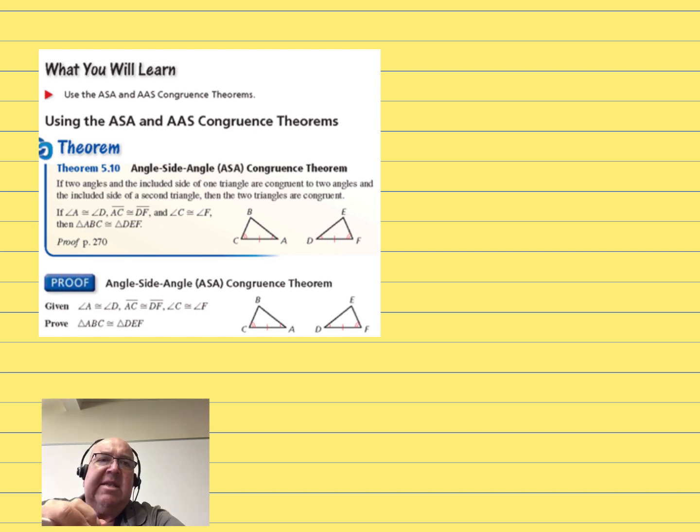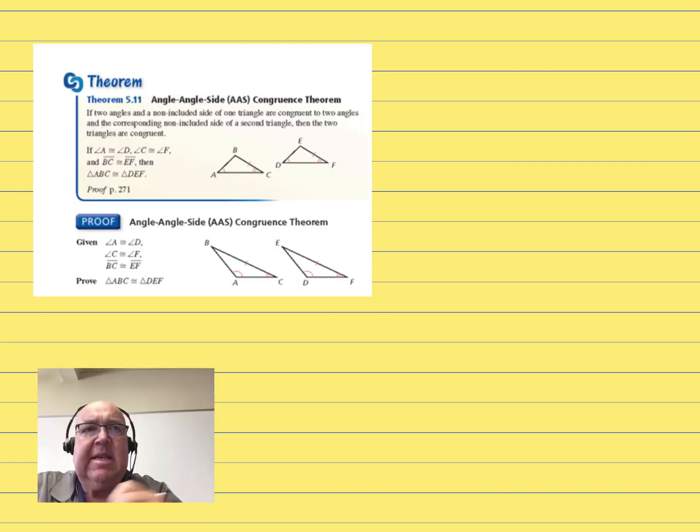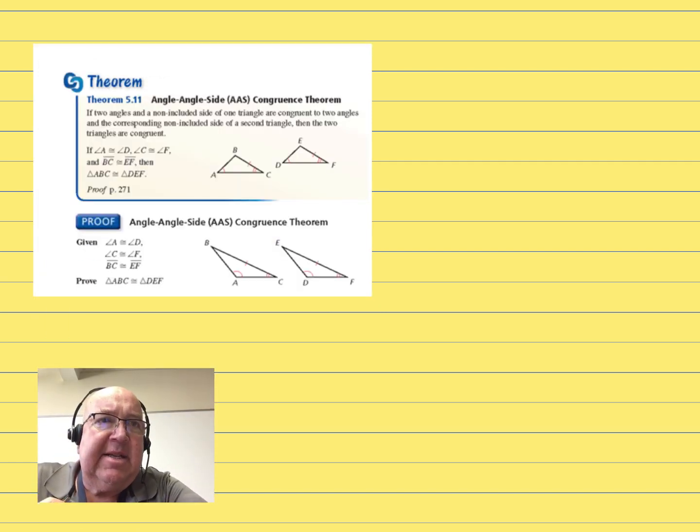So what it says is, if you have two congruent angles and the line that connects them congruent on two triangles, then the two triangles are congruent. The next one is the angle angle side theorem that says, if you have two angles that are congruent and a congruent side that is not included, that are the same on two triangles, then the two triangles are congruent.